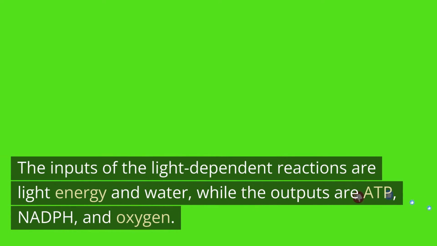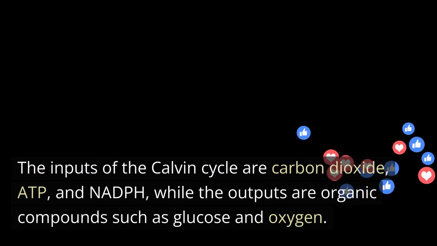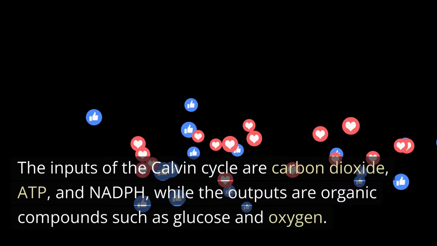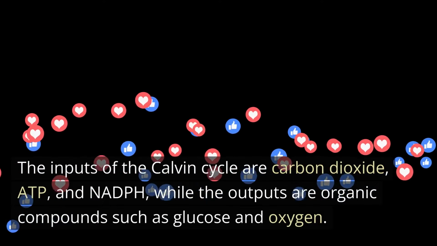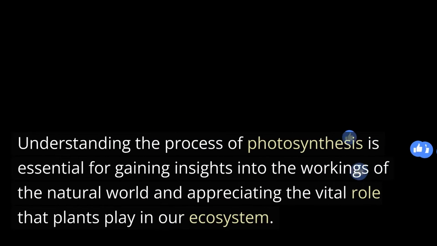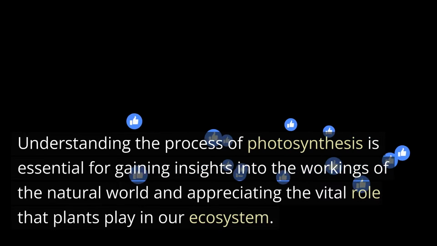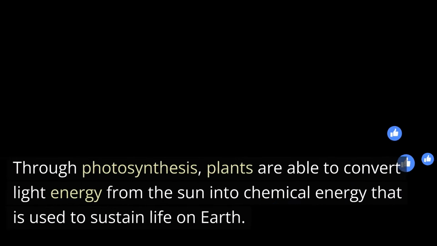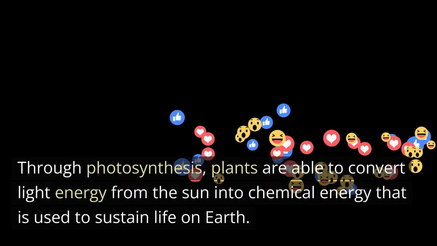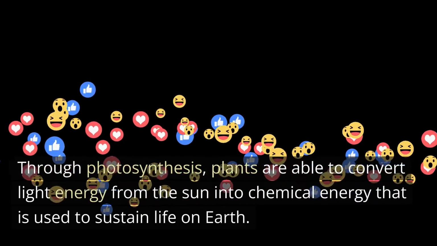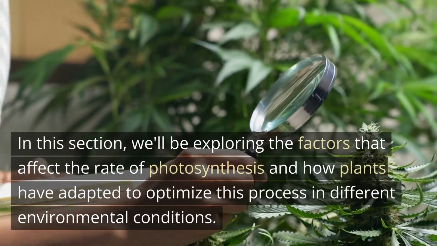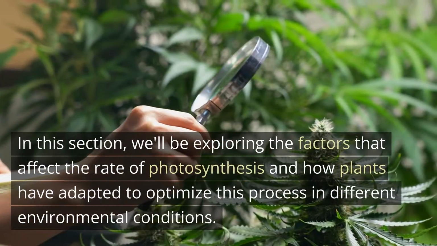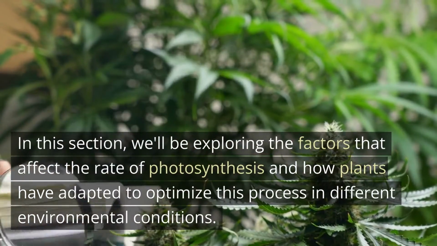The inputs of the light-dependent reactions are light energy and water, while the outputs are ATP, NADPH, and oxygen. The inputs of the Calvin cycle are carbon dioxide, ATP, and NADPH, while the outputs are organic compounds such as glucose and oxygen. Understanding the process of photosynthesis is essential for gaining insights into the workings of the natural world and appreciating the vital role that plants play in our ecosystem. Through photosynthesis, plants are able to convert light energy from the sun into chemical energy that is used to sustain life on Earth. In this section, we'll be exploring the factors that affect the rate of photosynthesis and how plants have adapted to optimize this process in different environmental conditions.